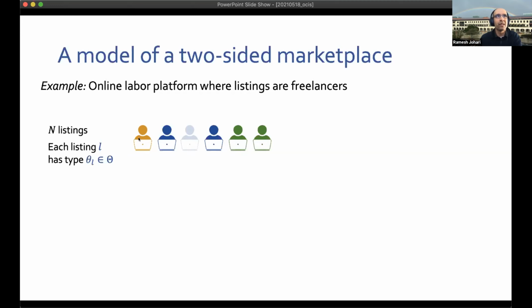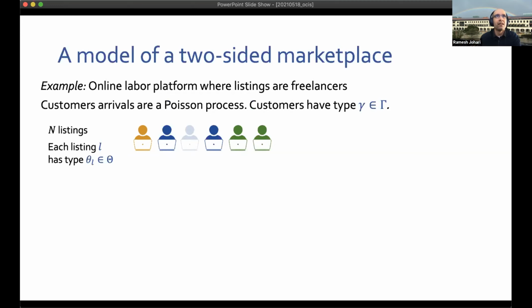You'll notice that these listings have different types. And so, there's 1 type that's yellow, 3 that are blue, 2 that are green in this marketplace. We don't actually use types in any of our design or estimation. It's just there to allow our model to be heterogeneous, so that essentially it's more general in terms of the structure of utilities and interactions that we can capture.